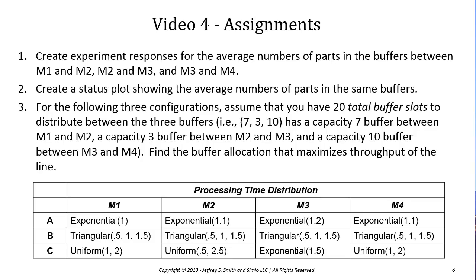So you should assume that you have 20 total buffer slots to distribute between the same three buffers that we used in the previous two problems. And your task is to find the buffer allocation that maximizes the throughput of the line. So for example, the configuration 7 3 10 means that you have 7 buffer slots between M1 and M2, 3 buffer slots between M2 and M3, and 10 buffer slots between M3 and M4.